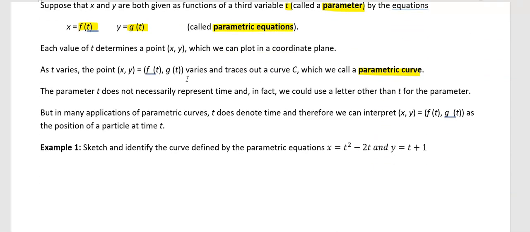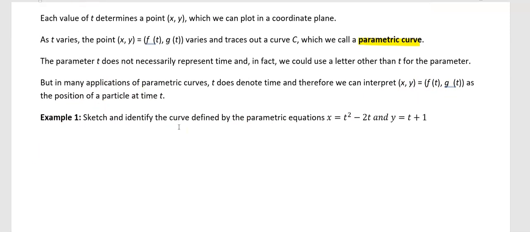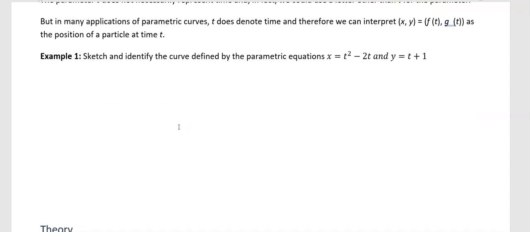The parameter t does not necessarily have to represent time, and in fact we could use a letter other than t for the parameter, but in many applications of parametric curves, t does denote time, and therefore we can interpret the ordered pair x y, which is f of t, g of t, as the position of the particle at time t. So what we're going to do in this section is learn how to sketch a lot of these curves and then to take these two parametric equations and put them into terms of x and y. And so we'll make a lot of relationships here.